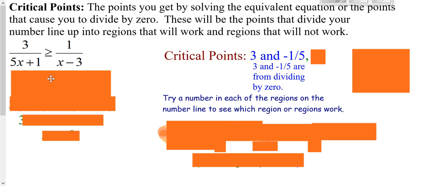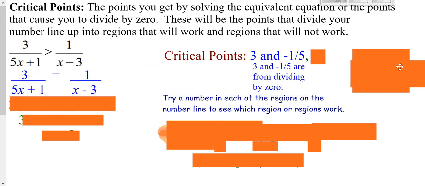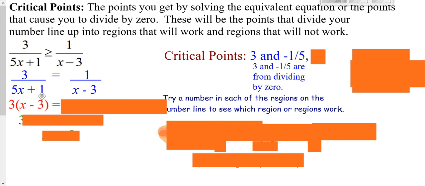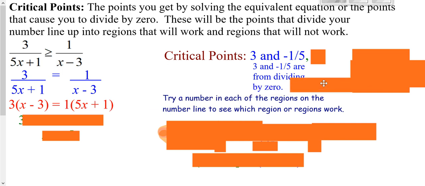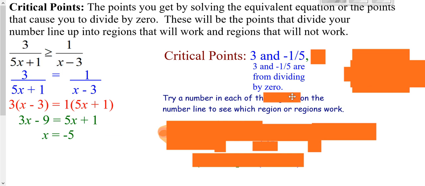Now, instead of taking everything to one side like it would be for the last problem, which would work perfectly fine, I'm going to put an equal sign in here and solve it. So now I'm going to cross multiply this times this, times this, distribute through, then get the x's on one side, so subtract 3x from both sides, get the 1 on the other side. In this case, I get -5 as my other critical point. So I'm going to put all my critical points on a number line, which divides my number line into regions that work and regions that don't work.